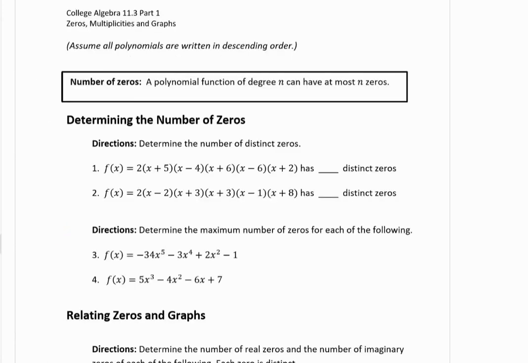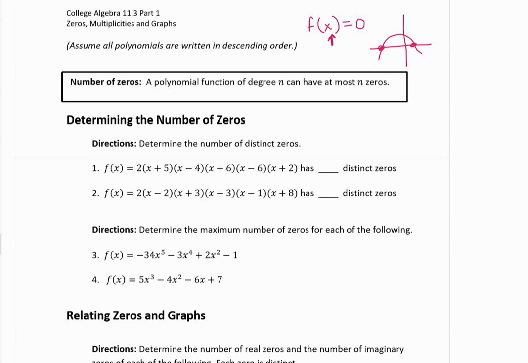Okay, the first thing we're going to do is go back and look at the definition of a zero. If I'm given a function f of x, and I look at the x values that give me an output of 0, those x values are called the zeros of the function. A polynomial function of degree n can have at most n zeros. There's a proof of this in your textbook.